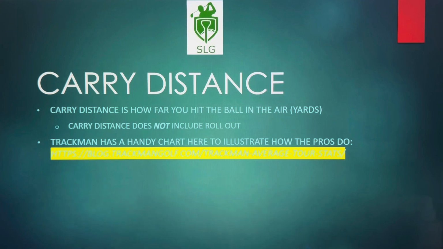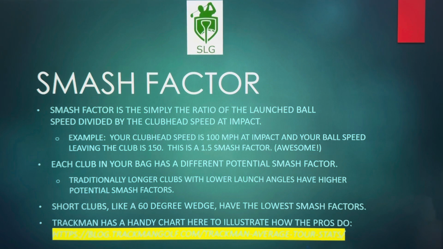The next one is smash factor. Smash factor is simply the ratio of the launched ball speed divided by the club head speed at impact. An example would be a driver. Let's say that your club head speed is 100 miles per hour at impact. Let's say that your Trackman, if you have one, shows your radar, your ball speed leaving at 150 miles per hour. Take 150 divided by 100, that's 1.5. That is an awesome smash factor.